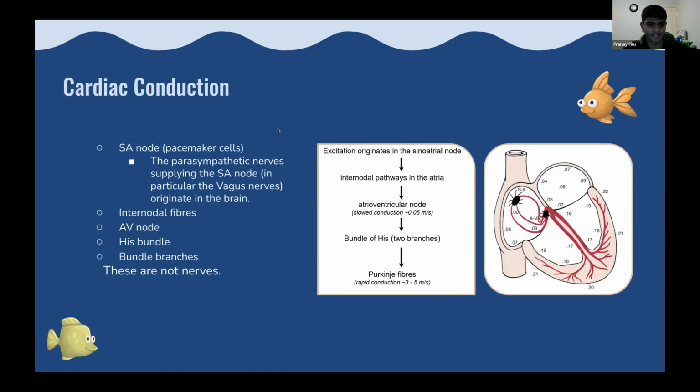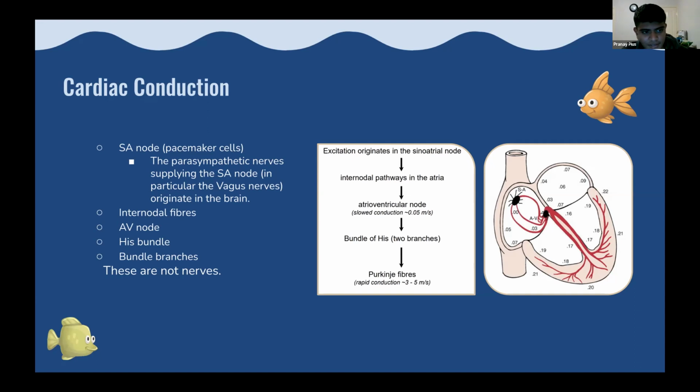If we look at cardiac conduction, what is cardiac conduction? It's basically the generation or the excitation of the cardiac tissue in a kind of synchronized, orderly fashion. There's a lot of ways in which the heart does this, but we don't really need to know too much about how it does it. We just need to know the order of how it works.